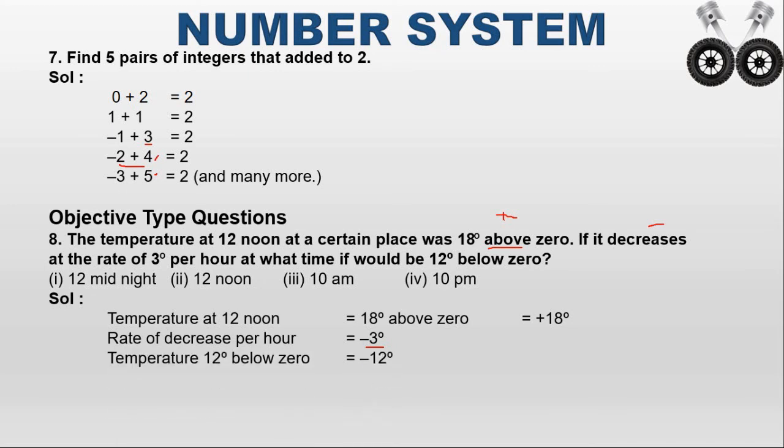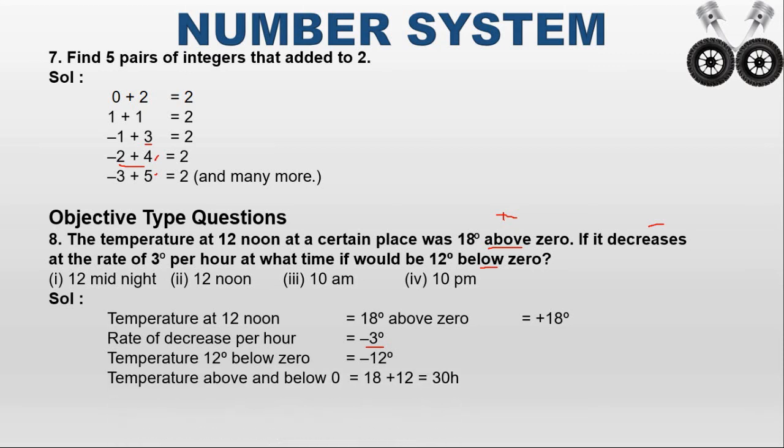Okay. So what is the next condition given? What is the question asked here? At what time would it be 12 degrees below 0? So we will get minus 12 degrees Celsius. Below 0 means you have to put a negative sign. So the answer we have to get is minus 12. So what is the time when we get minus 12 degrees Celsius? That is the question. So temperature 12 degrees below 0 is minus 12. So when we will get minus 12, that is what we are going to find now.